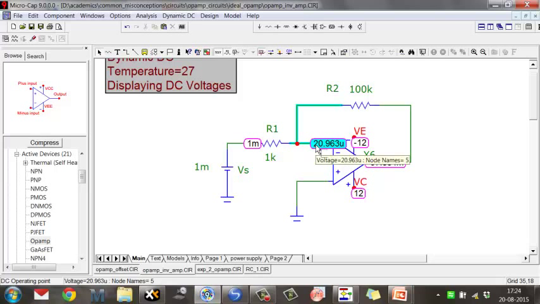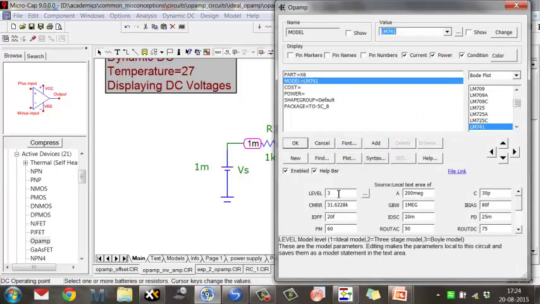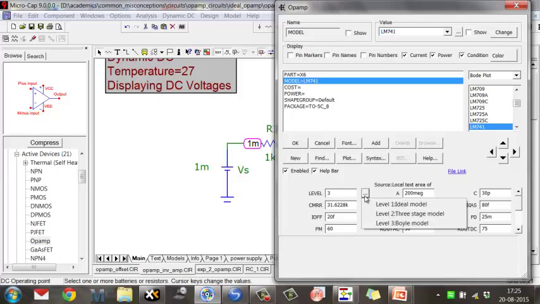What else could be wrong? Which level? Oh, level. Okay, what is this level here? It is the complexity of the model. So what he's saying is change the level. In fact, what levels does it allow? Level 1 is where I can make it ideal, so it will become an ideal op-amp.